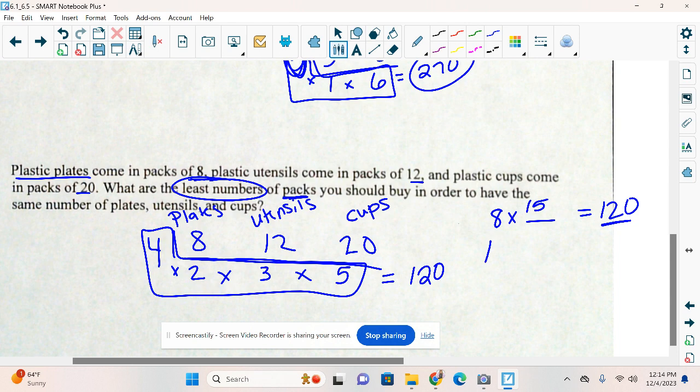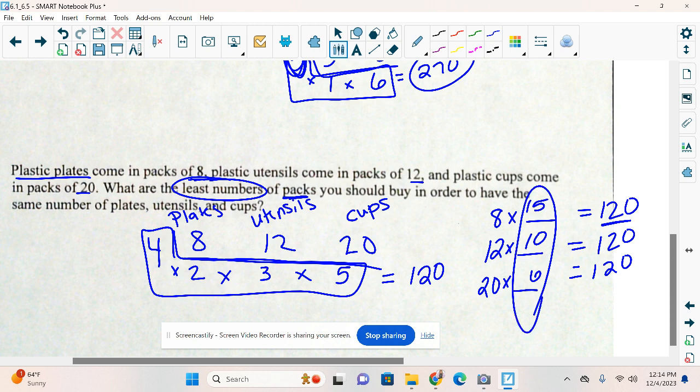And my utensils comes in packs of 12. So how many packs of 12 am I going to have to buy to get to 120? 10. And my cups comes in packs of 20. So how many packs of cups am I going to have to buy? 6.